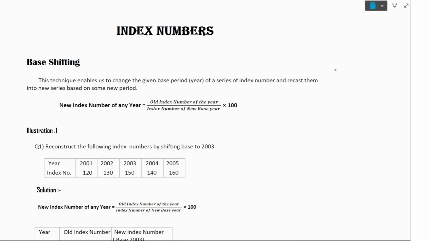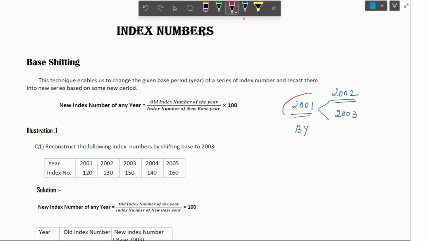That means, for example, suppose you are constructing your index numbers for 2002 and 2003 with the base year 2001. If you want to change this base year, that means instead of comparing 2002 and 2003 with 2001, you need to compare with 2000 prices. What is the technique by which we can change the base period? Here it is given as a formula.